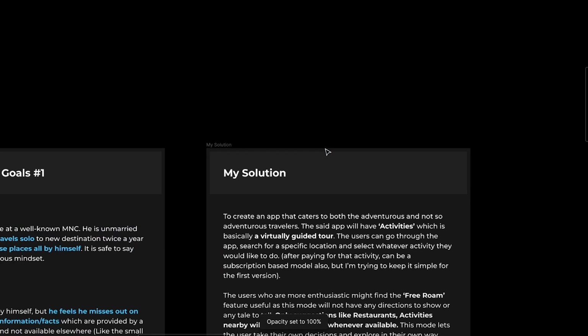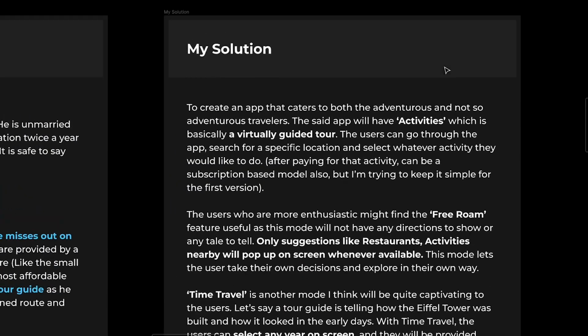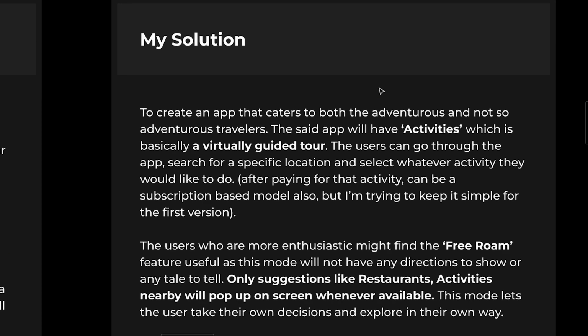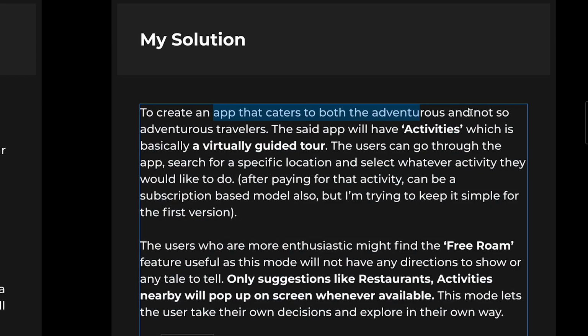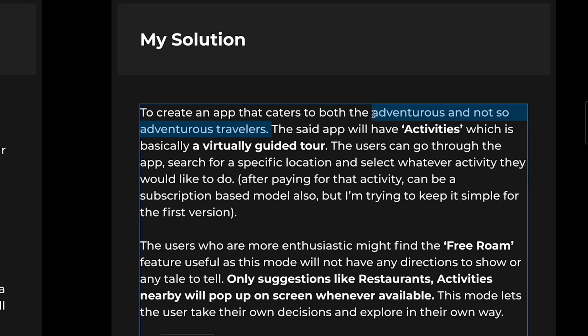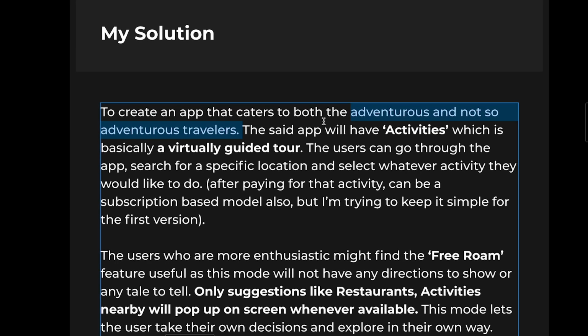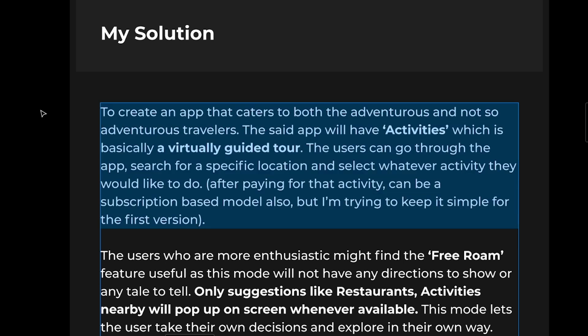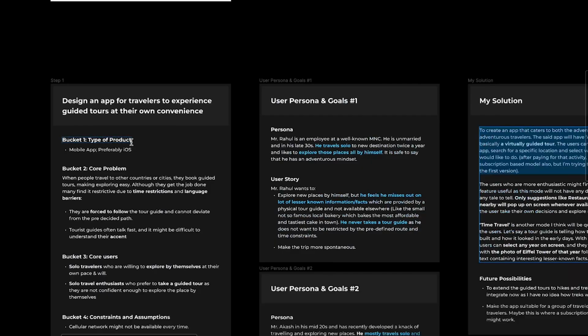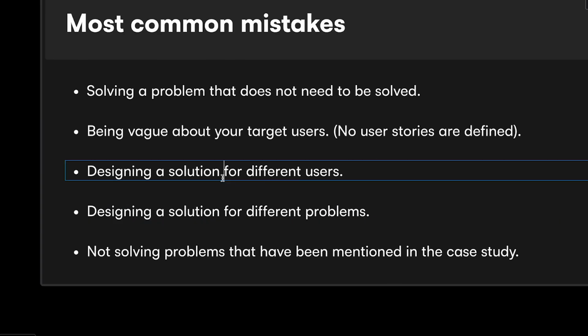Now, he has also written the solution over here, okay? Now, obviously this solution will not make a lot of sense because I went ahead and pointed out a lot of mistakes over here, but let's quickly read it, right? Because he's gone ahead and iterated the solution as well. So to create an app that caters to both adventurous and not so adventurous travelers, which is like fine, right? Now, here the point is, I don't know why we have to differentiate adventurous and not adventurous. Why can't we just say all travelers, right? And he's also not emphasized solo travelers, right? Nowhere over here has he spoken about solo travelers, right? So this is again where I said that solving a solution for different users, right?